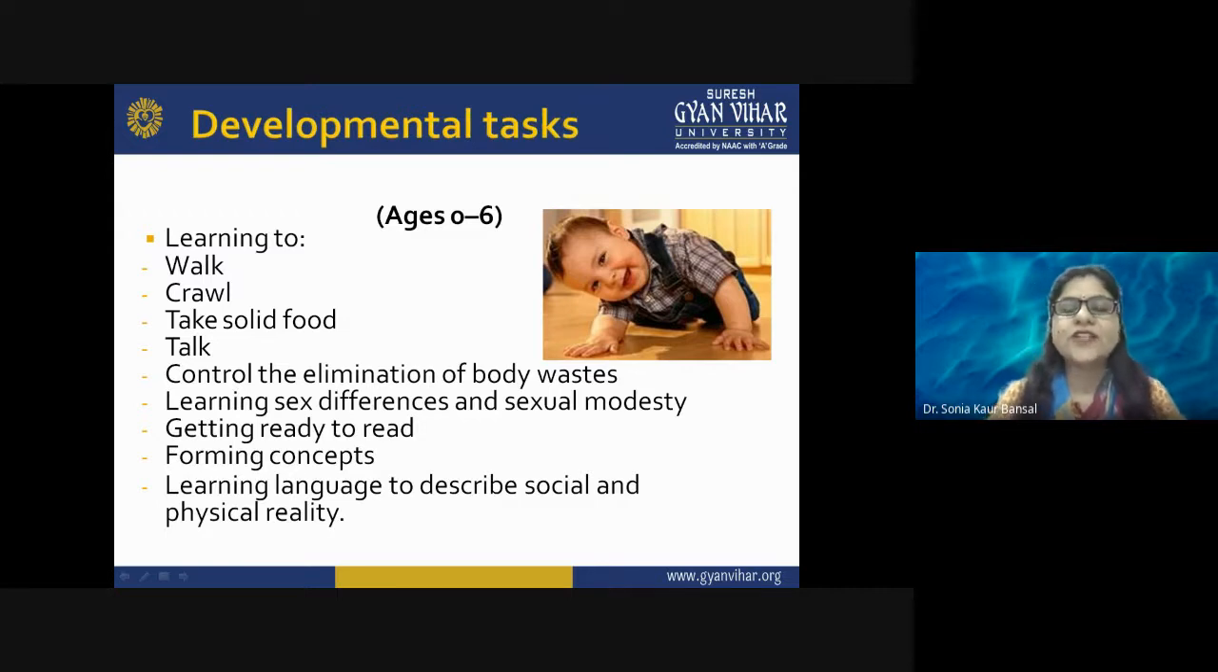So, if the child is doing all these tasks which are shown on your screen, the child is walking without any discomfort, and the child is running as well in this stage, and the child is able to eat now, the child is able to communicate. So these are the developmental tasks that must be done in this stage only. Clear, students? So I hope you are understanding.